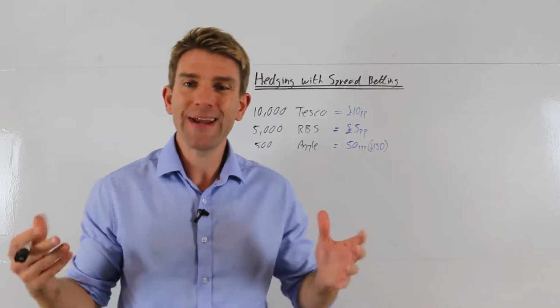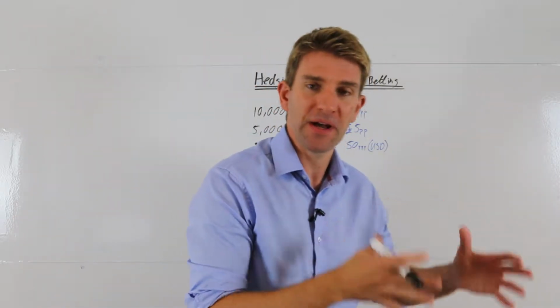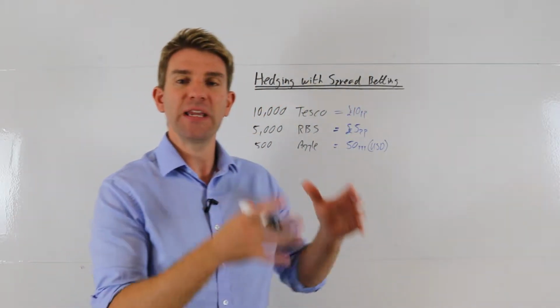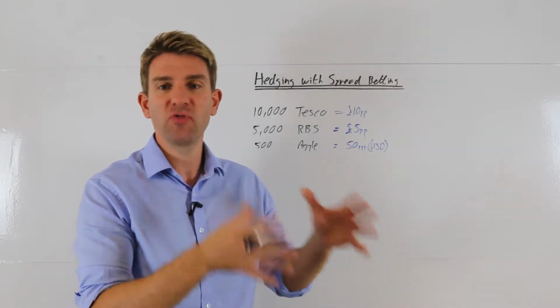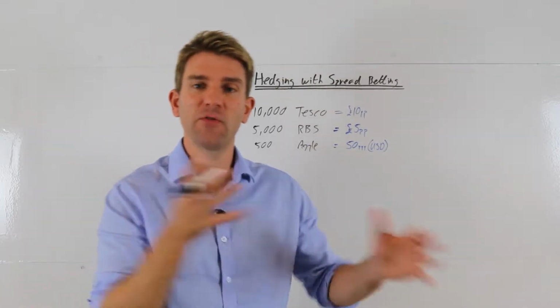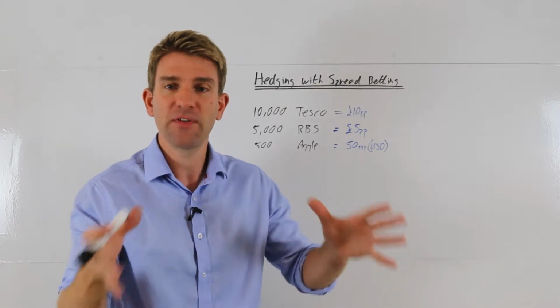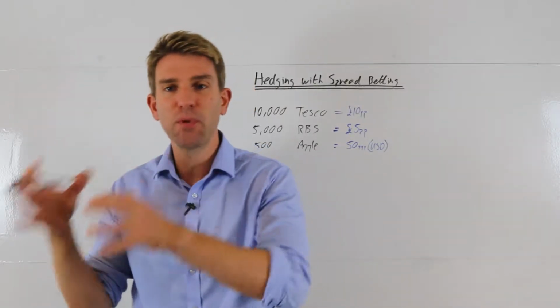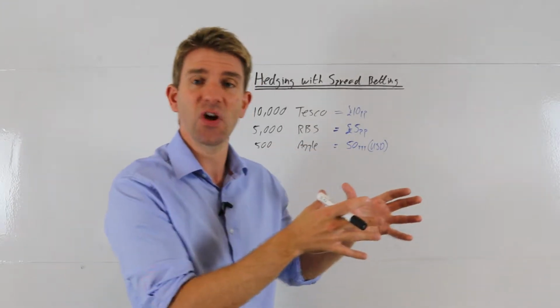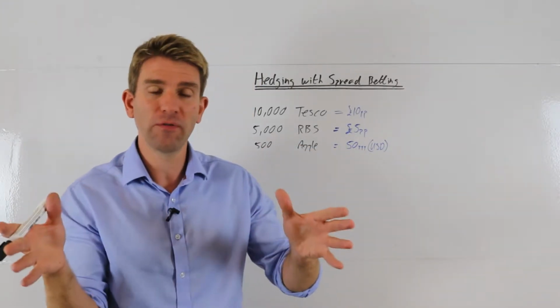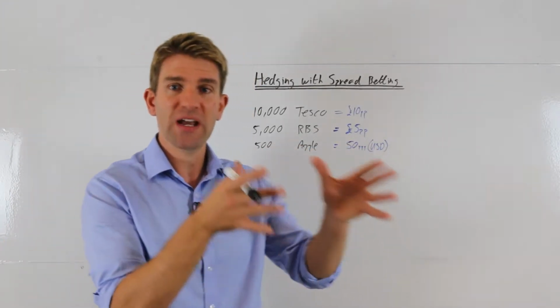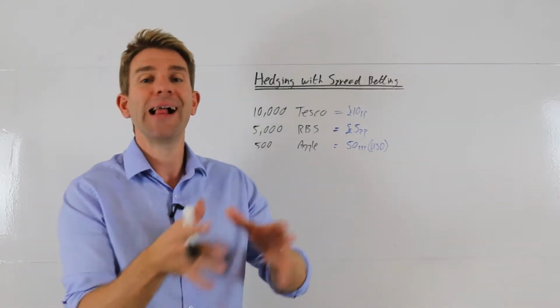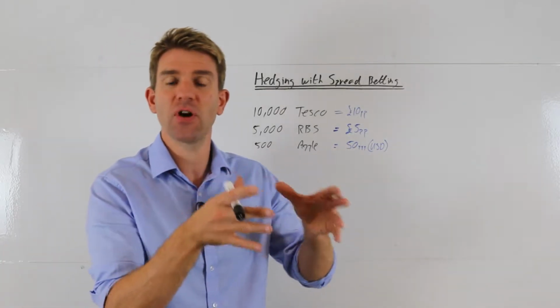Alright, so what is hedging and how can you use it with spread betting? Hedging is ultimately protecting your downside risk. Generally speaking, downside could be upside if you're short on an instrument, but let's keep it simple for now. It's protecting your downside risk on something that you have exposure to. So in this example, you've got a portfolio of traditional shares with your stockbroker, and you want to hedge some downside risk.